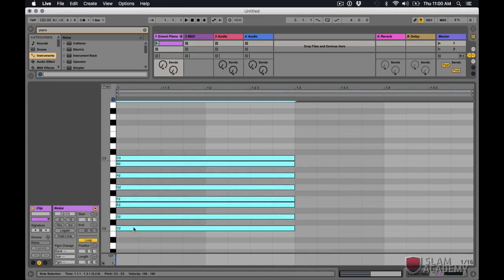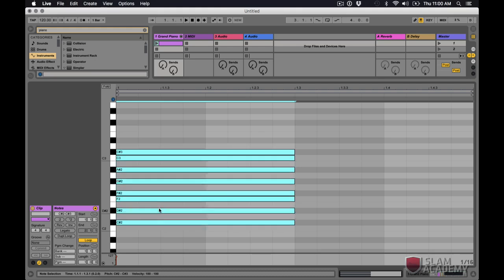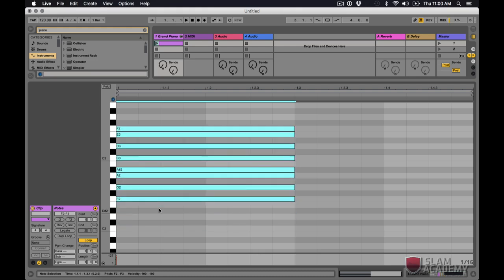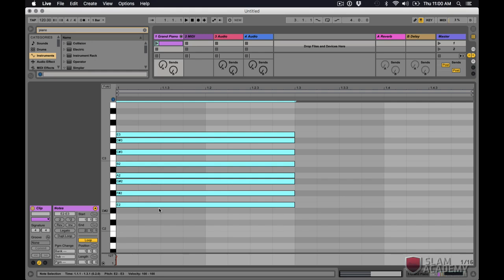Let's say I want to figure out the key of F. This pattern isn't going to change. All I've got to do is set what is now C to be F. So I'm just going to use the arrow keys. There we go. Now I'm in the key of F. I'm just moving it up and down. If I want to be in the key of E, boom. Now I'm in the key of E.